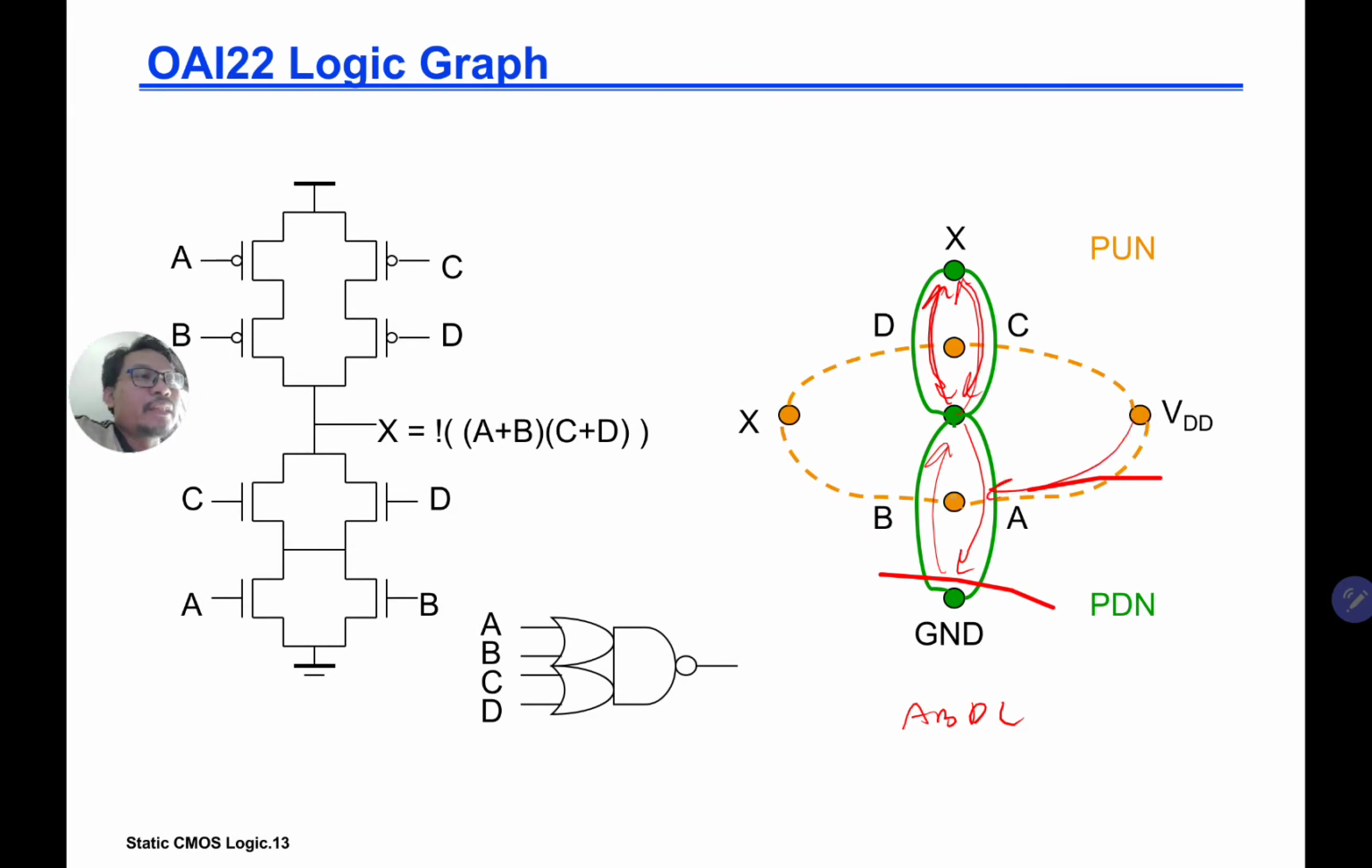ABDC. Remember, you need to draw your graph first. Your X output on the left and at the top, and then you have your ground and VDD at the bottom on the right, and then you also have your internal nodes there.